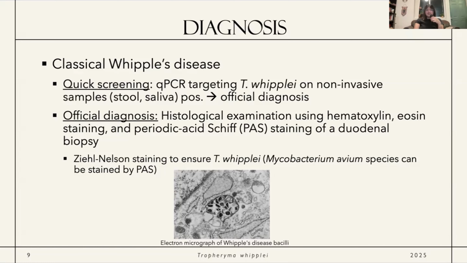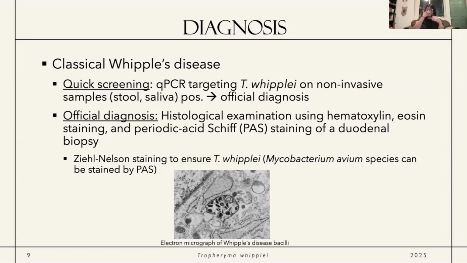We have a really quick screening. I'm not going to give you a timeline, but it's faster than the official one. You just do a quick qPCR. So like a week, because of the current healthcare system in the US, I guess. Maybe it's faster in other countries. But you get a quick qPCR targeting T. whipplei on non-invasive samples such as stool and saliva. If it is positive, then you go into official diagnosis.